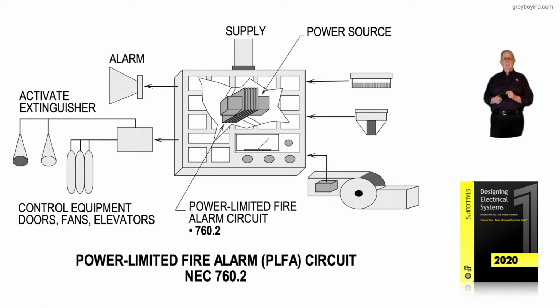Dampers and air conditioning plenums and things, and it's listed there. You have control equipment for doors, fans, elevators, activate extinguishers. You might have, say, fire alarms. You can have many items that you have to have the amount of power needed to control.